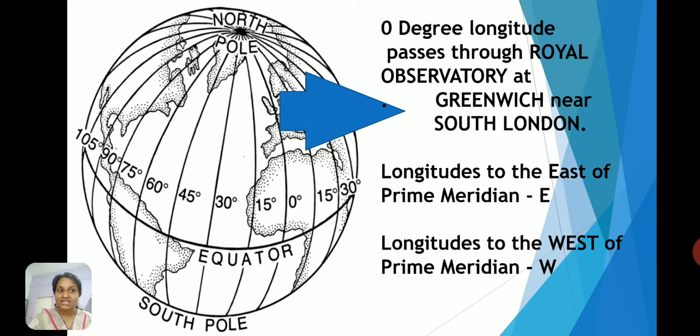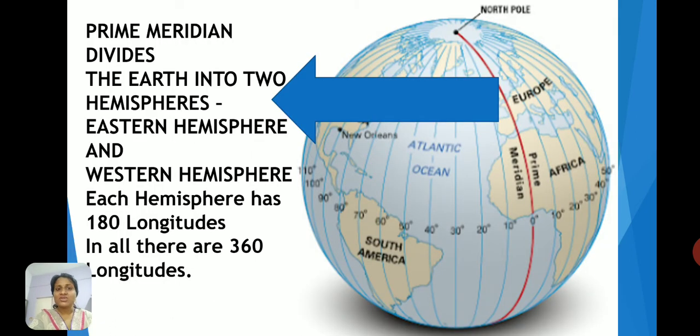Okay. Now the prime meridian does one very important work. What is that work? All the longitudes that are to the eastern side of the prime meridian are indicated with E. E stands for east, so it is marked with degree E. And all the longitudes which are to the west of the 0-degree longitude are marked with degree W. And what does W stand for? West.